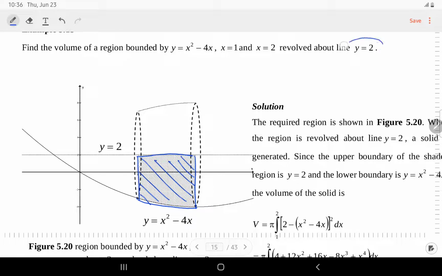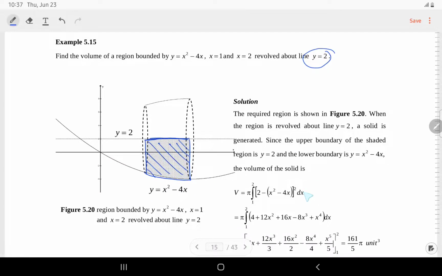Dekat mana paksi dia? Dia kata dekat sini. Revolve about line Y equal to 2. So, line Y equal to 2. This line akan jadi paksi untuk dia berpusing 360 darjah. So, kita tengok paksi pusingan dia bentuk horizontal. So, this time pun kita nak integrate by dx. Okay, integrate by dx. So, ini formula dia.